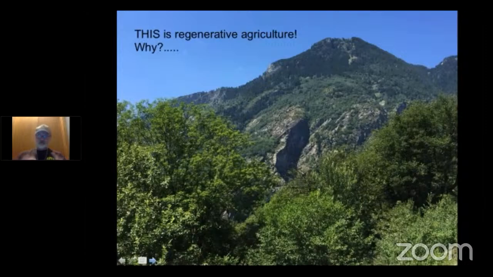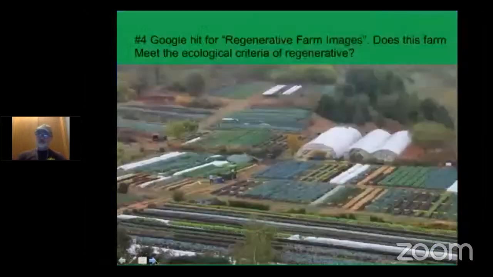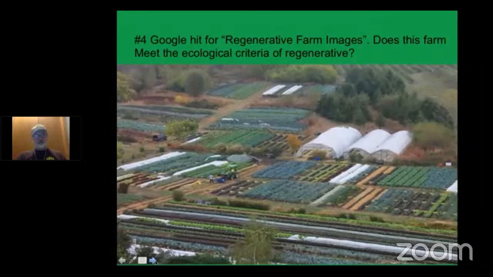What about this? Do a Google search for regenerative farm images. Does this farm meet the ecological criteria of regenerative? I would argue that the true test of a regenerative system would be to hit it with a disturbance. Let's give this a natural disturbance. This happens to be in California. Let's hit it with a natural disturbance that's common in California.